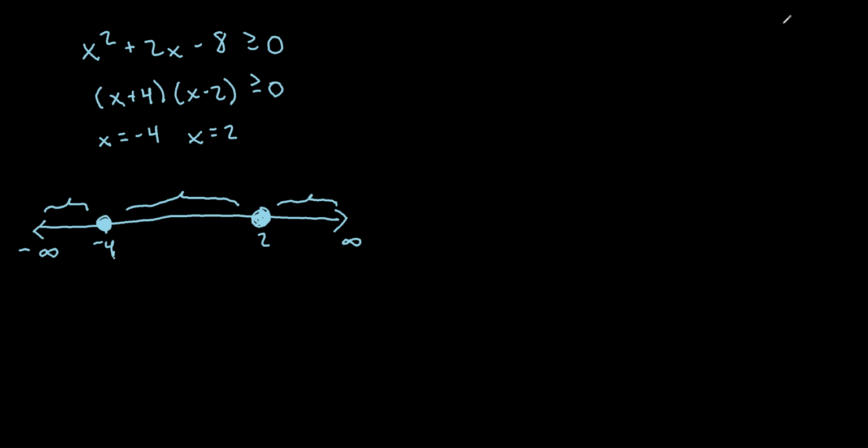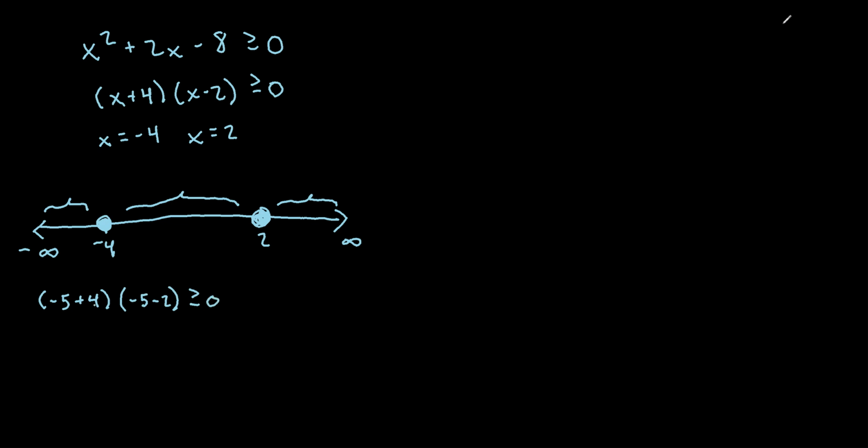So for example, let's say this region right here from negative infinity to negative 4. Let's pick a number that's between those two values. So let's say negative 5. And let's plug it in for x and see if it does indeed produce a true expression. So let's say negative 5 plus 4, multiplied by negative 5 minus 2, is greater than or equal to 0.